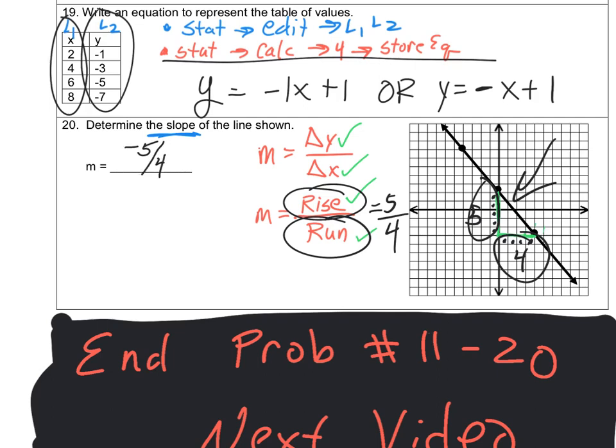Another way to look at it would be, as I draw from this point to the next point, because you always read it left to right, I go down 5, right 4. Down has to be negative, so I know I've got negative 5/4.